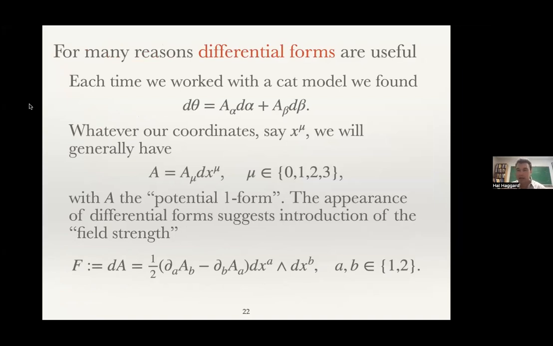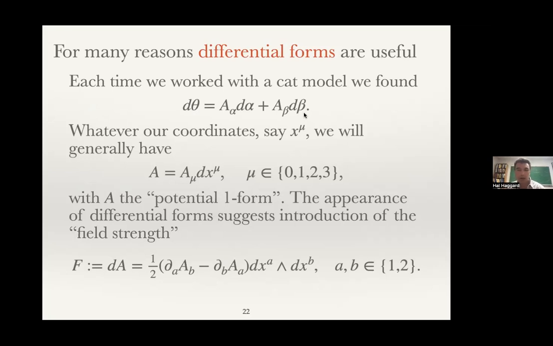So we are starting to gather that differential forms are quite useful. And that's actually the first and maybe primary lesson I want to take from the cat, that writing things in terms of differential forms can actually quite aid you in calculations. So each time we worked with different models of the cat, we always found that you could write d theta in terms of some combination of coefficients times the shape coordinates. As we move forward, we're going to do this again and again.